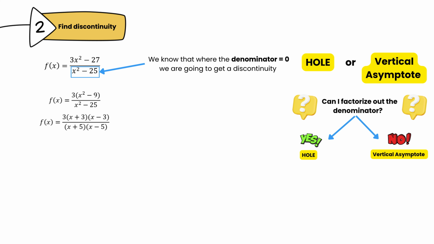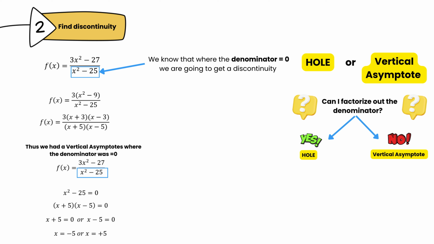And right away we can see none of the brackets are the same, so nothing cancels out. That means our function has vertical asymptotes. Now we need to determine exactly where those asymptotes are. To do that, we take the denominator, set it equal to 0, and solve, because discontinuities happen where the denominator becomes 0. When we solve that equation, we get the answers. These are the x values where the vertical asymptotes of our function lie.